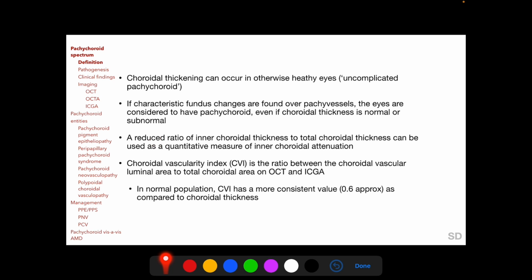And there are two quantitative measures which may enable us to diagnose pachychoroid. One is a reduced ratio of inner choroidal thickness to total choroidal thickness, which can be used as a measure of inner choroidal attenuation, which is an important characteristic of pachychoroid, and the other is choroidal vascularity index, which is the ratio between the choroidal vascular luminal area to total choroidal area either on OCT or on ICGA. Measurement of choroidal vascularity index requires a specific software, and unlike choroidal thickness, which may vary considerably within the normal population, choroidal vascularity index has a more consistent value in the normal population.